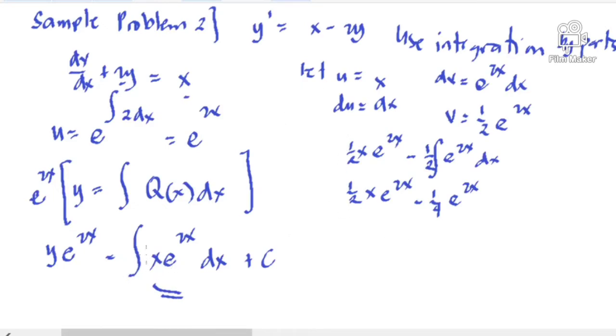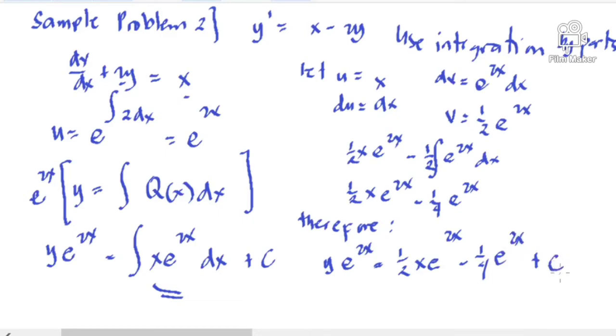Ipapalit na natin siya dito sa equation na to. Therefore, ano yung final answer natin? Ang magiging final answer natin is y e to the 2x, hindi pa pala to final answer, is equal to, ano yung sagot dito? Ito, 1/2 x e to the 2x minus 1/4 e to the 2x plus c.